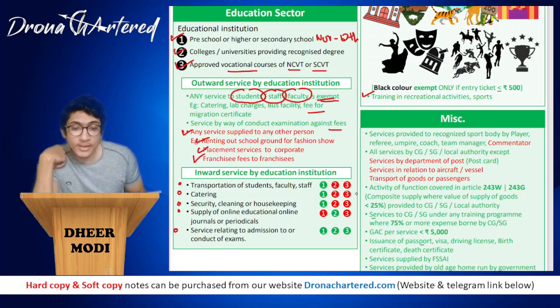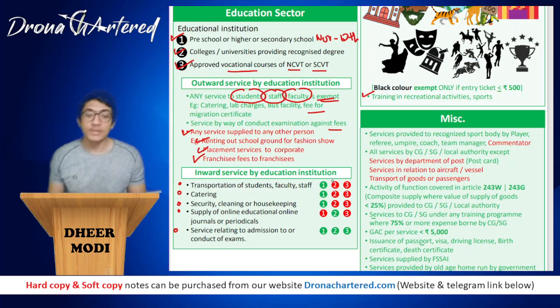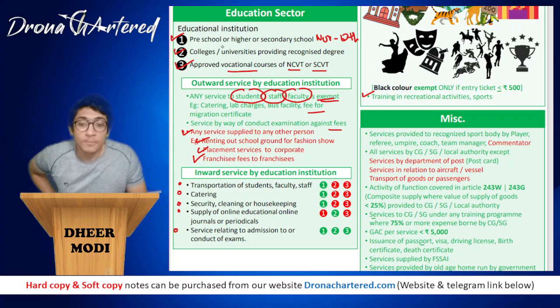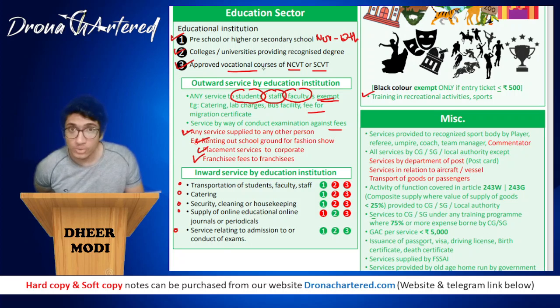So these numbers are the same 1, 2, 3 that I've used here. That means if over here 1 is green, this service is exempt to number 1, that is your preschool or higher or secondary school. It is exempt to these people. And since 2 and 3 are red, this service will become taxable to colleges and approved vocational courses. Got it? Okay, so now let's start reading.